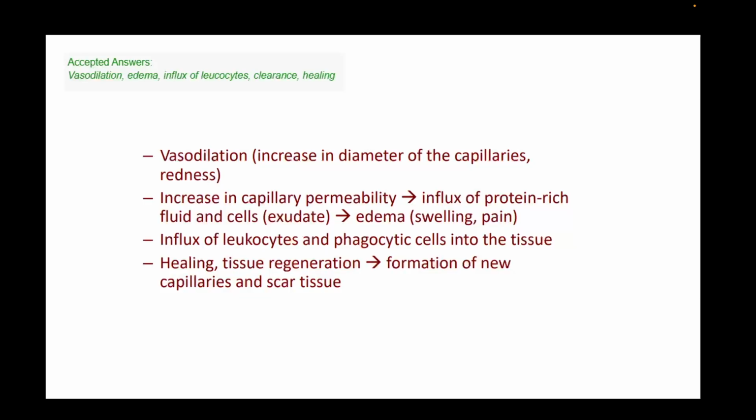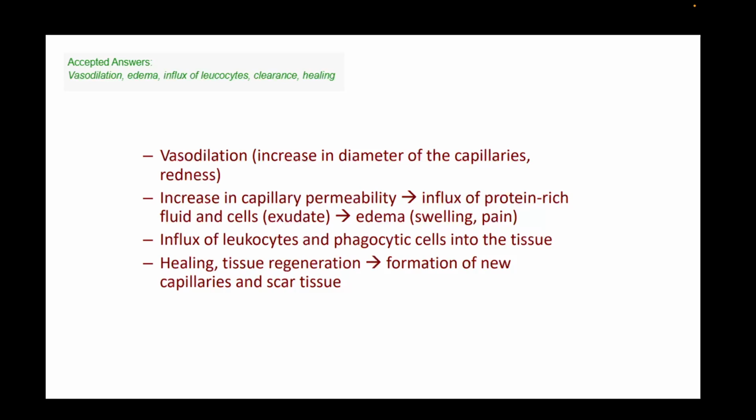So the correct answer here would be vasodilation followed by edema, followed by influx of leukocytes, then clearance and then healing. So vasodilation: following a tissue injury, the local blood vessels rapidly dilate due to inflammatory mediators like histamine, prostaglandins, nitric oxide, and it increases the diameter of the capillaries, leads to redness and increases the blood flow to the site. This causes redness and heat, early cardinal signs of inflammation.